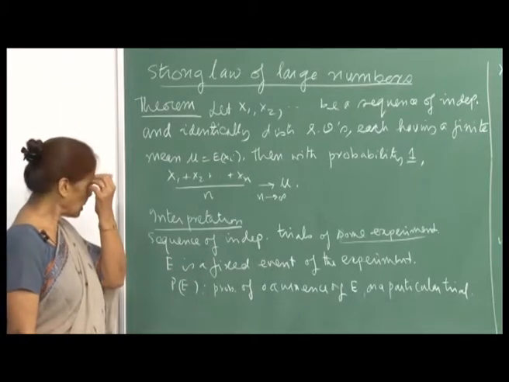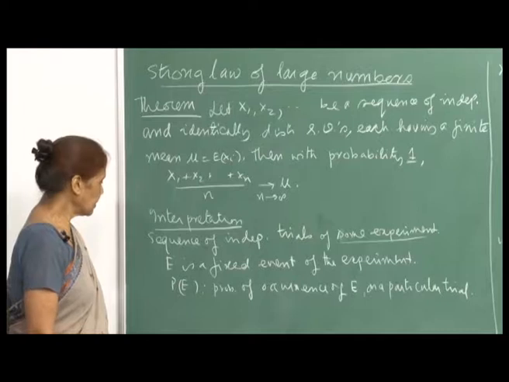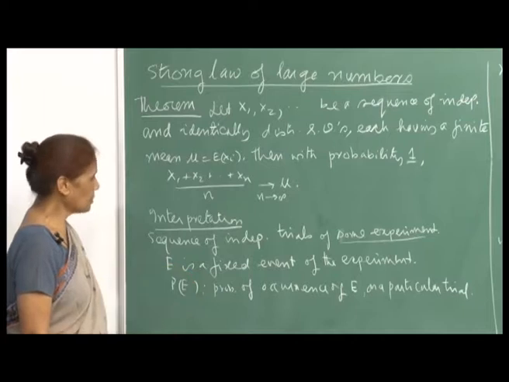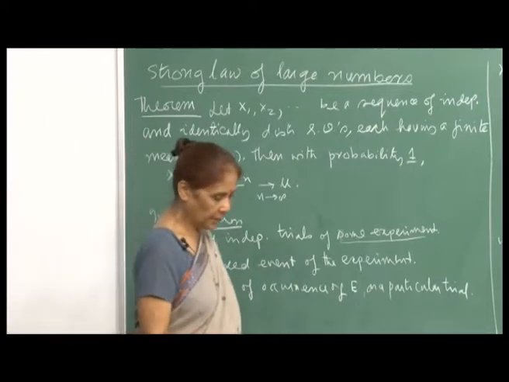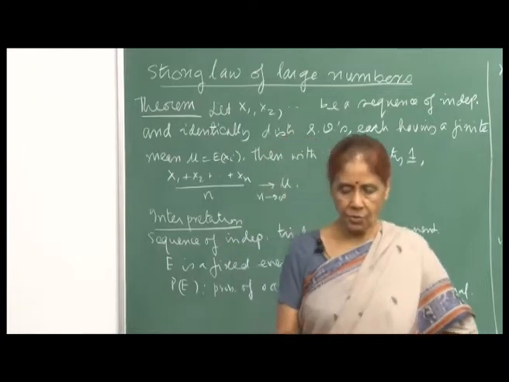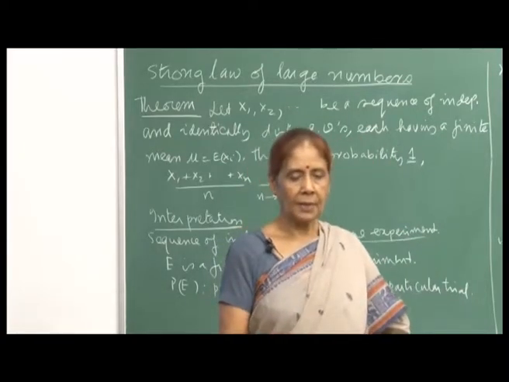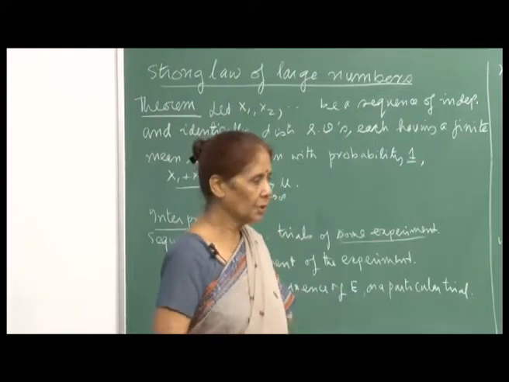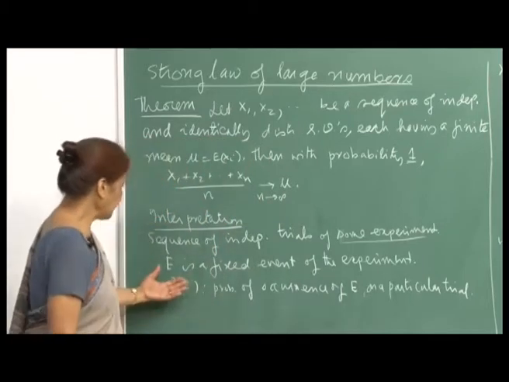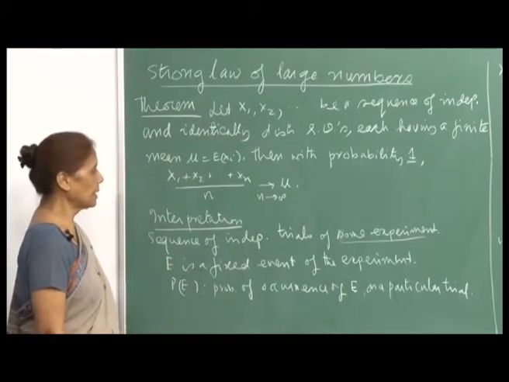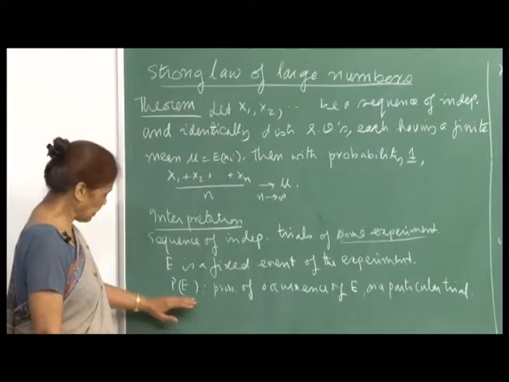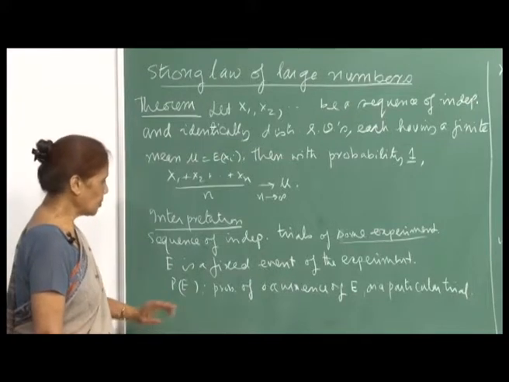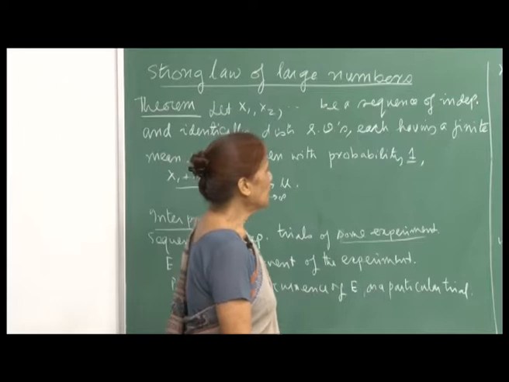So, you go on tossing the 2 coins. Maybe we can say that I toss 2 coins 10 times, and then I want to see how many times I get 2 heads. That means both the coins show head. So, that would be my event E, for example. So, E is a fixed event of the experiment. Let P(E) denote the probability of the occurrence of E on a particular trial.